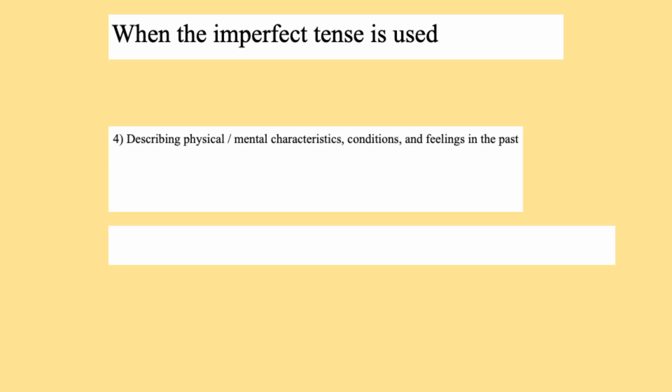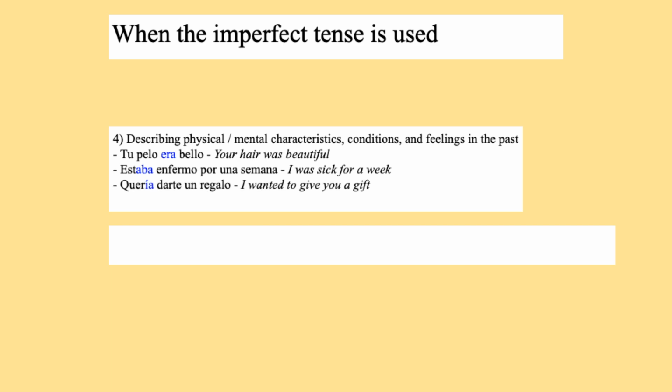If you describe physical or mental characteristics and conditions or feelings in the past, you will use the imperfect. Tu pelo era bello. Estaba enfermo por una semana. Quería darte un regalo. Hacía frío en diciembre.